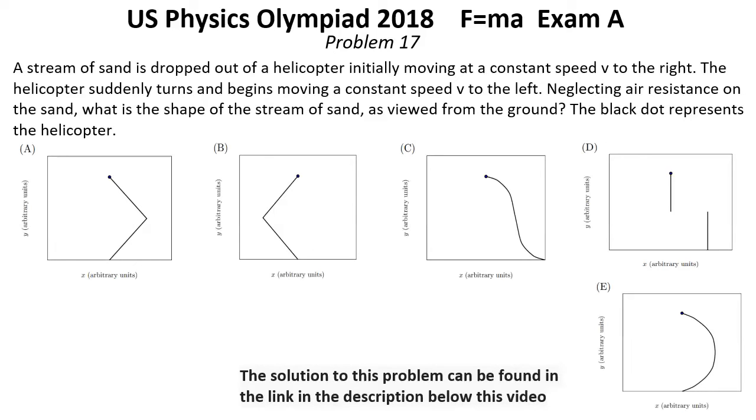If sand is dropped out of a helicopter with a constant velocity, it always remains directly beneath the helicopter. Thus, the path of the sand should be two straight vertical lines. That's answer D. And this is the correct solution for problem number 17.